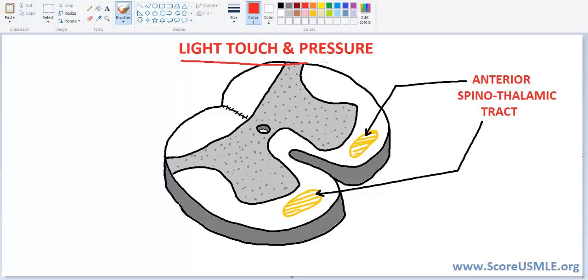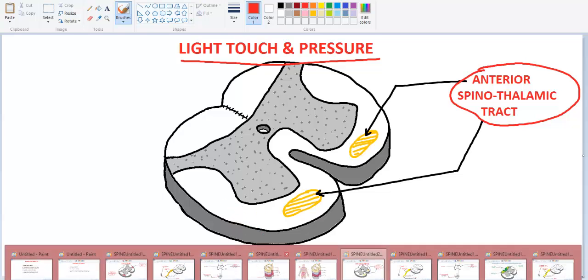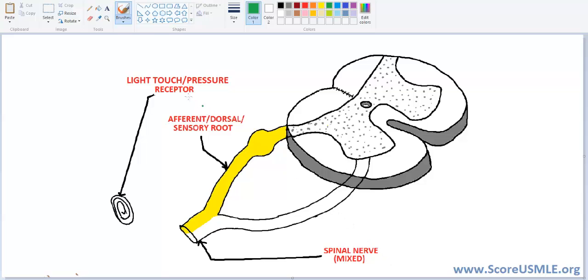So the next one is the light touch and pressure. Now the light touch and pressure is carried by the anterior spinothalamic tract. You can see the location of the anterior spinothalamic tract is in the anterior white matter of the spinal cord. Now compare it to the lateral spinothalamic tracts, you will see the lateral were located laterally and posteriorly to the anterior spinothalamic tracts. Now let's see how the light touch and pressure sensations reach the brain. Now let me tell you this, the light touch and pressure pathway is very similar to the pain and temperature pathway.